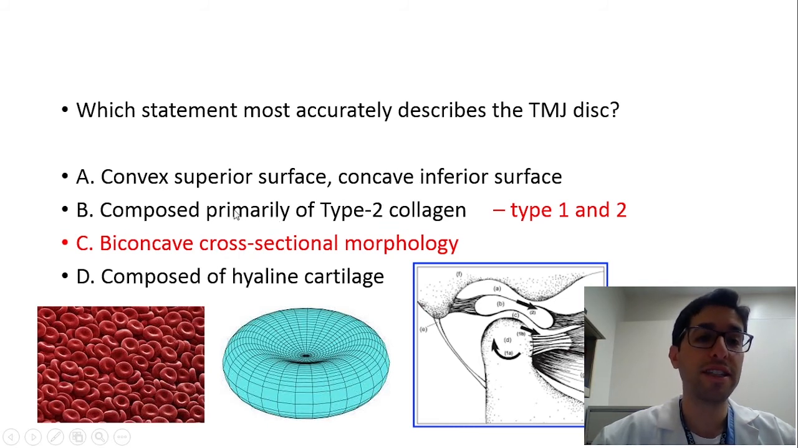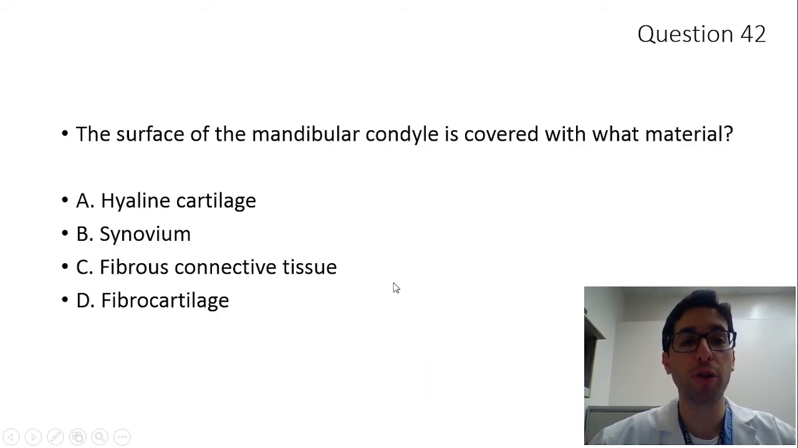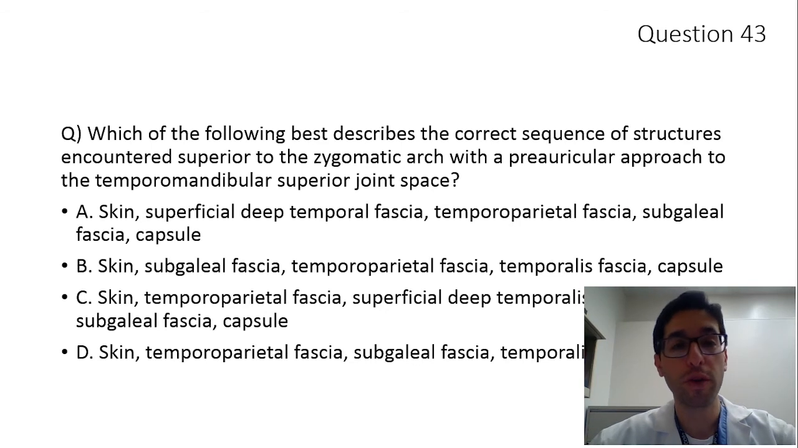No, that's not true. Is it primarily composed of type 2 collagen? Well, that's actually to throw you off. That's close because all the joints in the body are composed of type 2 collagen except for the TMJ disc. The TMJ disc is made up of type 1 and 2, and that's what's unique about our disc. But the rest of the joints in the body are type 2, so that was to throw you off. And hyaline cartilage also to throw you off. The rest of the joints in the body are made of hyaline cartilage, but our disc is made up of fibrocartilage. And that's exactly the next question. What is the mandibular condyle made of? Answer is fibrocartilage.